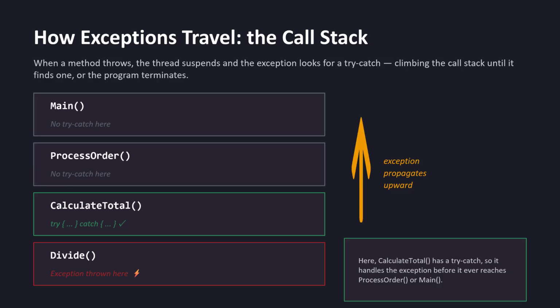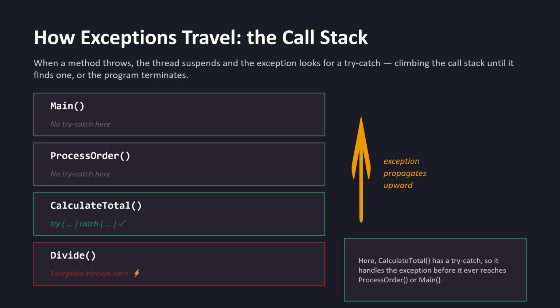So imagine that divide, at the very bottom of the stack, throws an exception. Maybe someone tried to divide by 0. The thread, that's the open memory gate that's currently actively working this call stack, immediately suspends. The runtime asks, does divide have a try-catch around this code? Is it prepared to handle an exception? If the answer is no, the exception is going to start to climb up the call stack to whoever called divide.